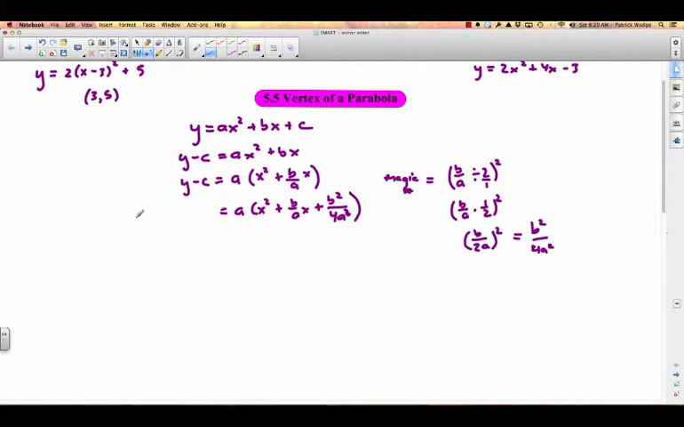Alright, on the left hand side we have to add the same amount. But remember, we're not actually going to add this amount right here.